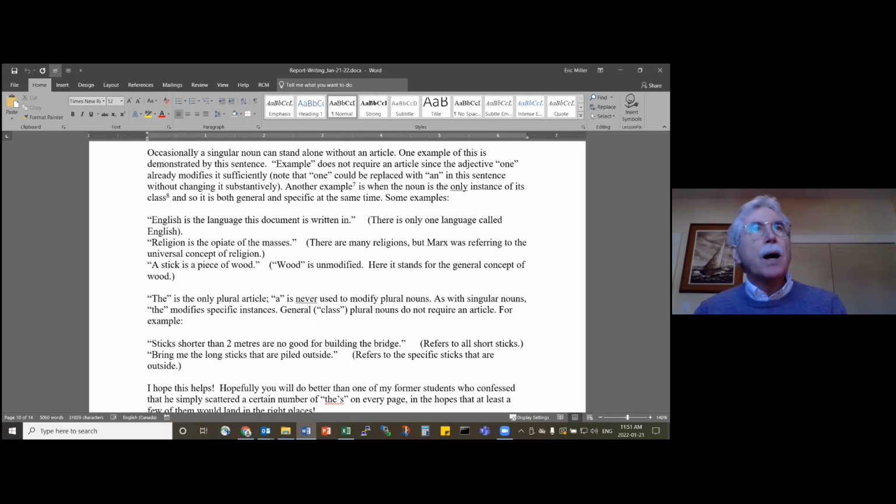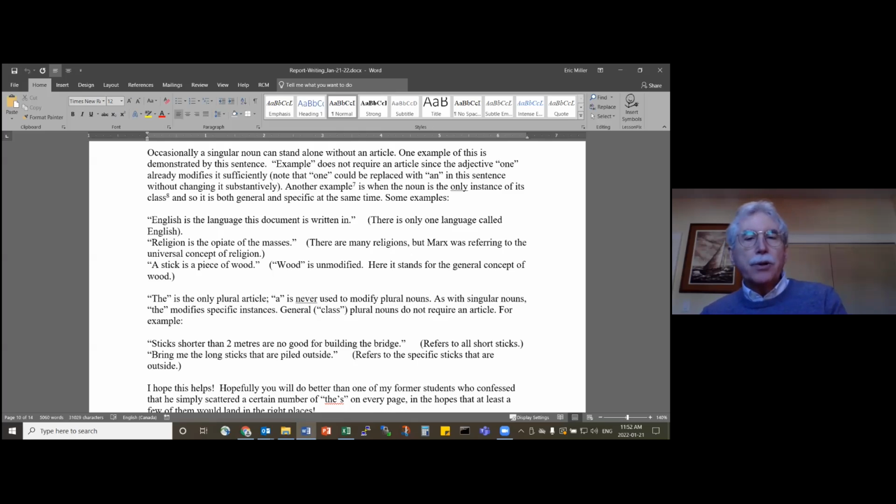On the plural side, "the" is the only plural article. So "the" does double duty, and maybe this is part of the confusion people get into. "The" is used both for specific instances of a singular object, but it's also applied to plural nouns. "A" is never used to modify plural nouns, never ever. And as with singular nouns, "the" modifies specific instances. So the general, abstract, non-specific case of plural nouns doesn't require an article.